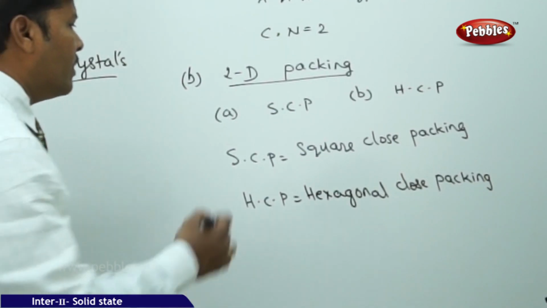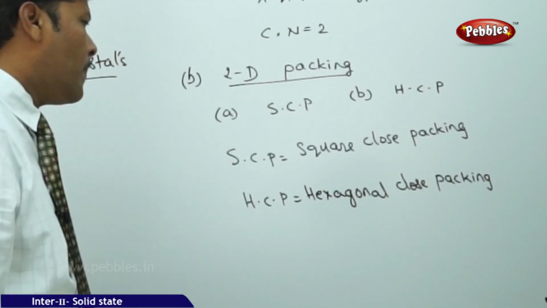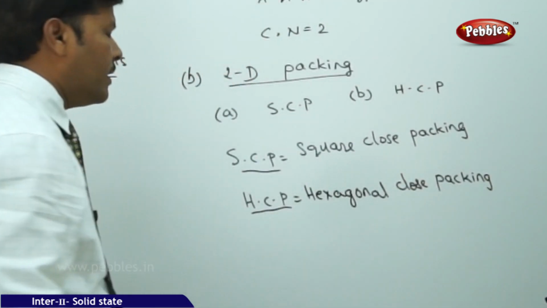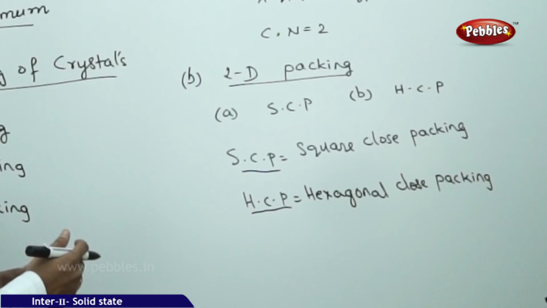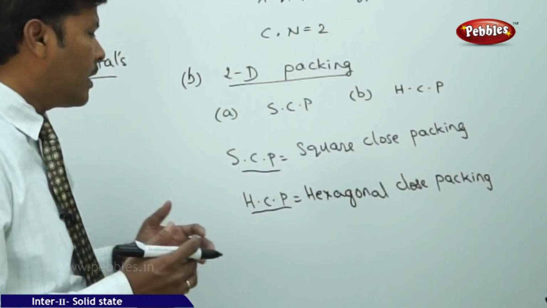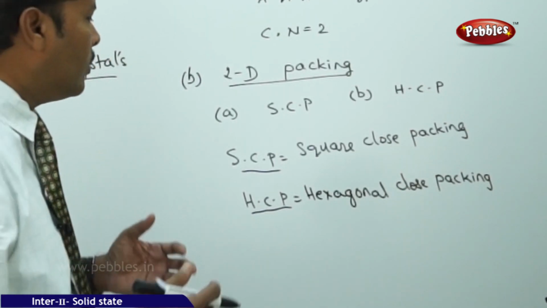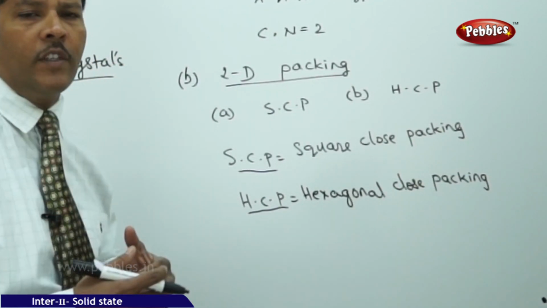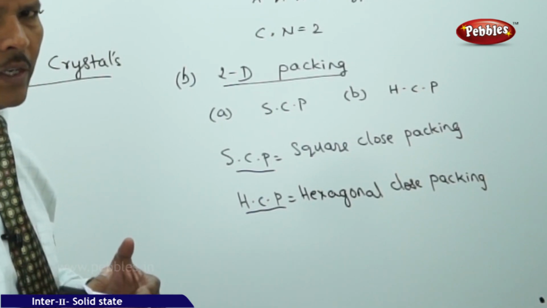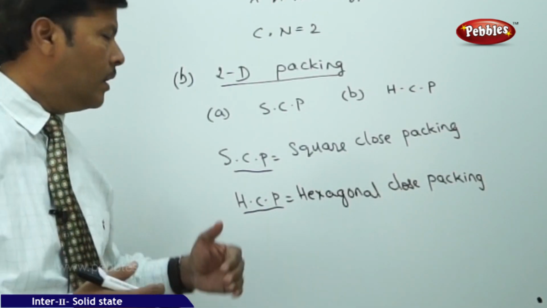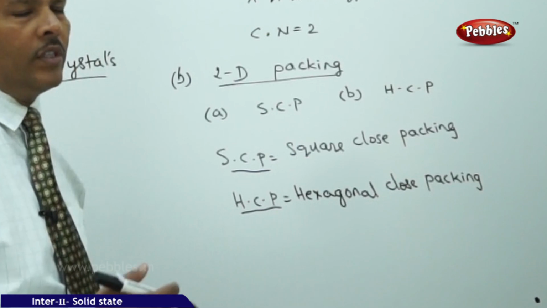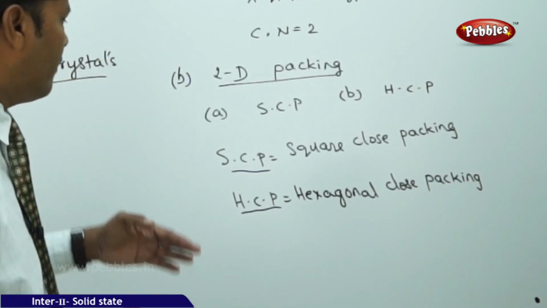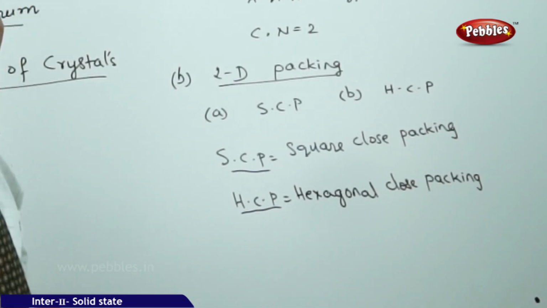So what we are noticing here in the case of the SCP and HCP, what is the difference between SCP and HCP? If you take the three-dimensional diagram of the SCP and HCP, then we will come to know what kind of arrangement, what kind of tight packing of the spheres is taking place from one layer to another layer. Just by taking the 3D diagrams of both the SCP and HCP, we can understand what kind of packing is taking place, and we'll try to learn about that.